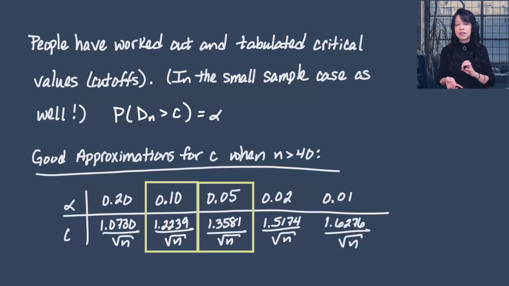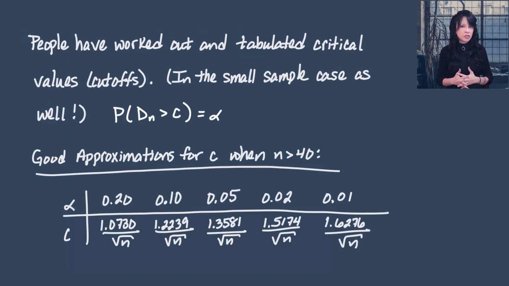Here's two of the ones that we saw ourselves. And these are known to be good approximations for C whenever n is greater than 40. If n is less than 40 and you need to do a Kolmogorov-Smirnov test, you can find a Kolmogorov-Smirnov table, I'm sure. There's also a built-in Kolmogorov-Smirnov test in R that we'll talk about. But remember, no black boxes in here.